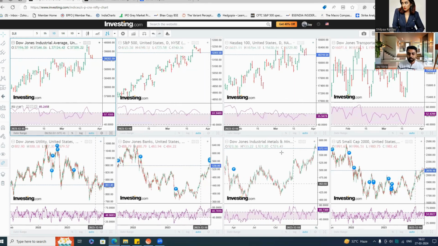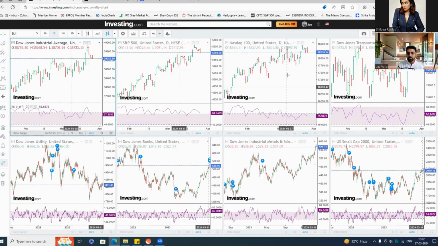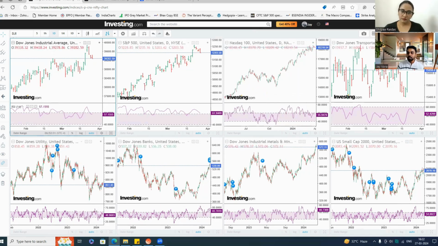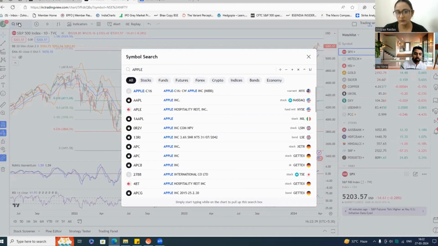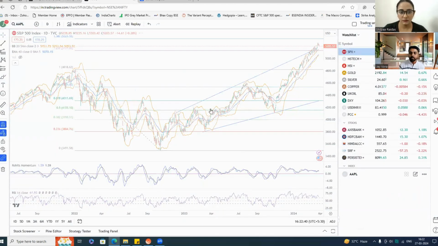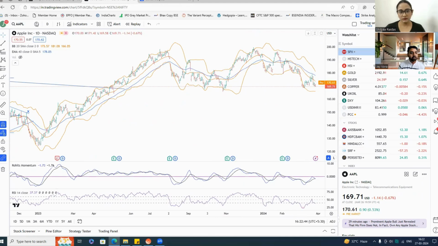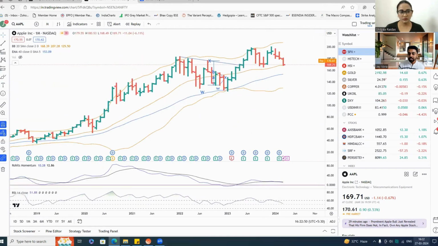It is only the metals and mining index which I have found to be very resilient, and of course the Nasdaq 100. But even in Nasdaq 100, I was checking the internal components, and when I look at something like Apple, which is like a heavyweight over there, you can see that Apple has been declining. In fact, when we look at the monthly chart, by tomorrow we are going to get a monthly close as well.